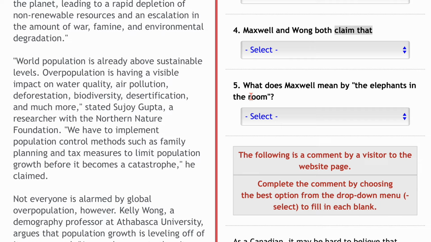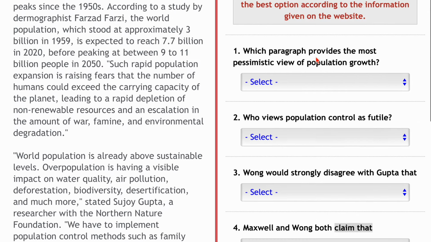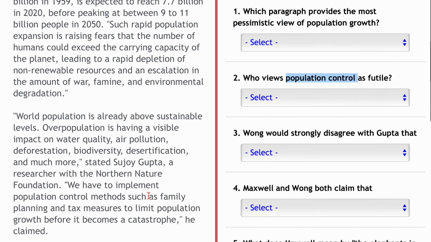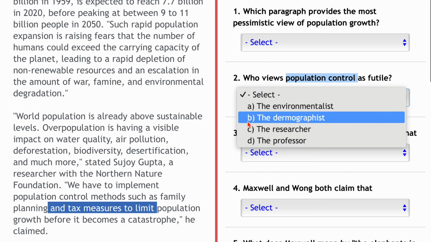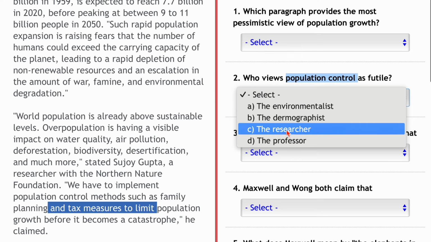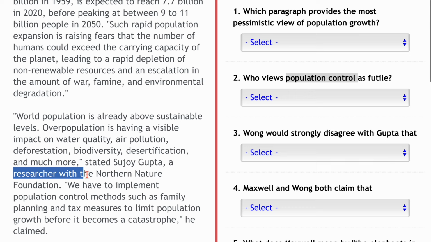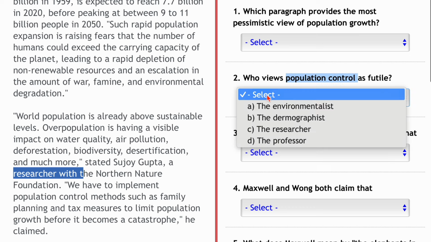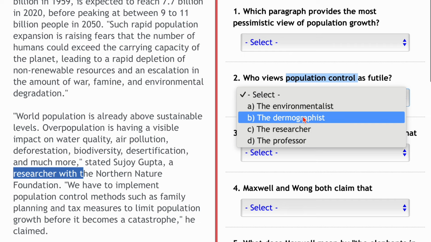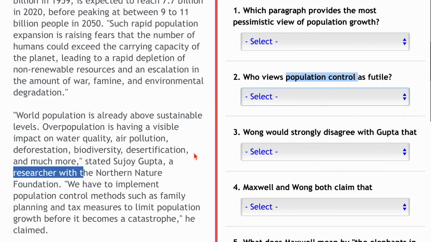Now, I don't think we can answer any questions yet. We do know that he has a negative view, much more negative than Farsi, that's for sure. Now, population control, well, he sees it as positive because he says we have to introduce population measures. So I don't think number two, it's not the researcher. He's a researcher, it says here. Already, I don't think it's the demographist, Farsi, or the researcher. So A or D probably.